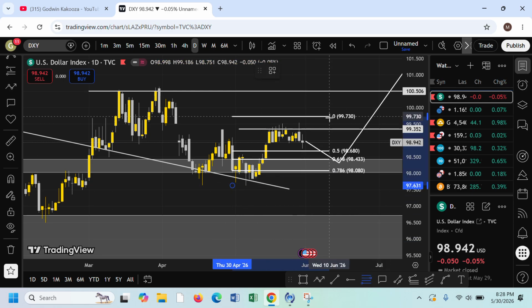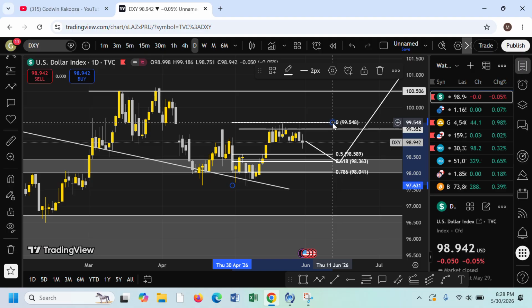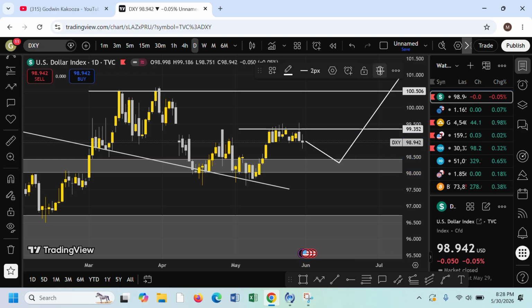Those people in my mentorship program, I will teach you how they trade these M patterns, double tops, double bottoms. You see, price at least has to move to 50% or 0.6 level before it pushes up. So the things are so simple. So that's what I'm anticipating on the DXY.